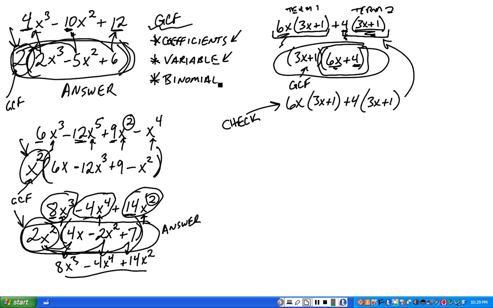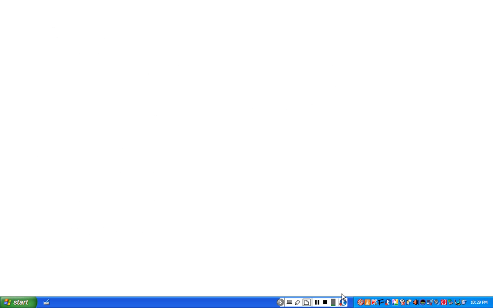But a fourth thing I want to discuss, or a fourth method of factoring that I want to discuss, is what's called factor by grouping. And grouping is typically used when you have a 4-term polynomial. Okay, a 4-term polynomial. Clean this up a little bit.